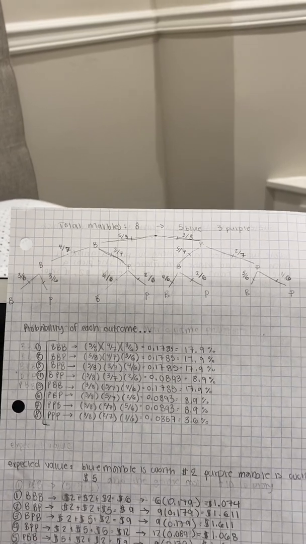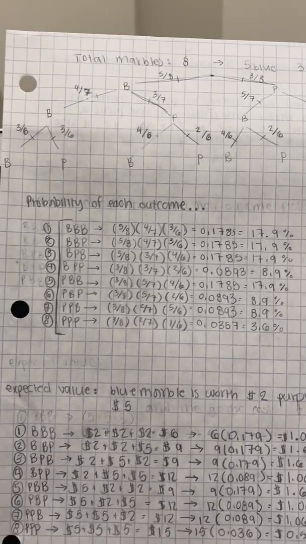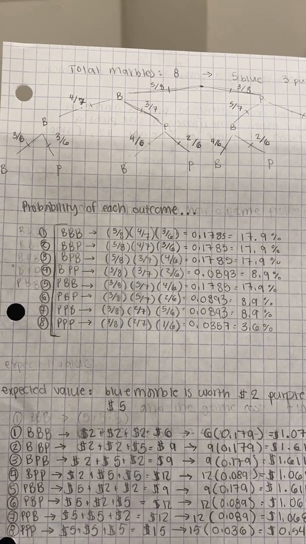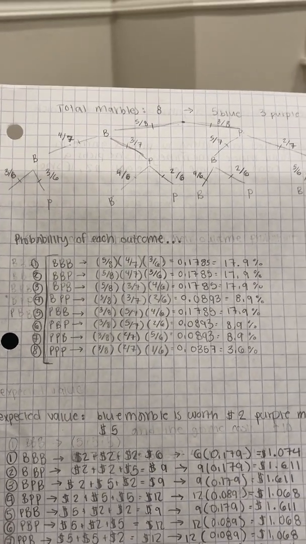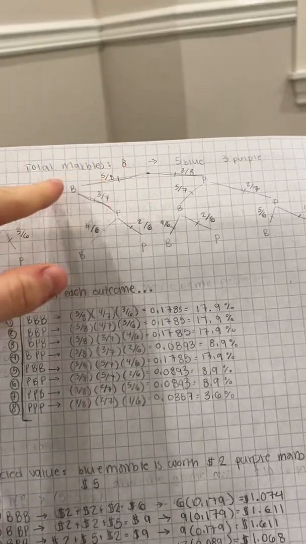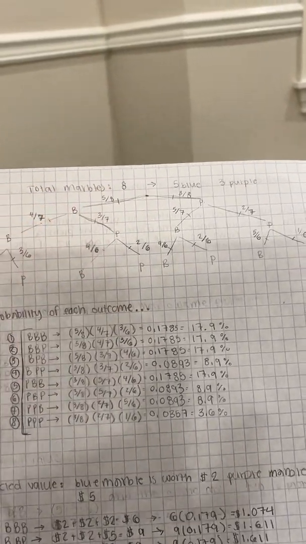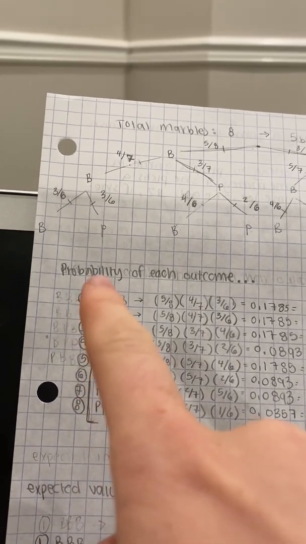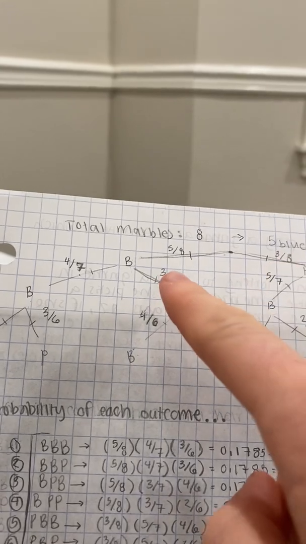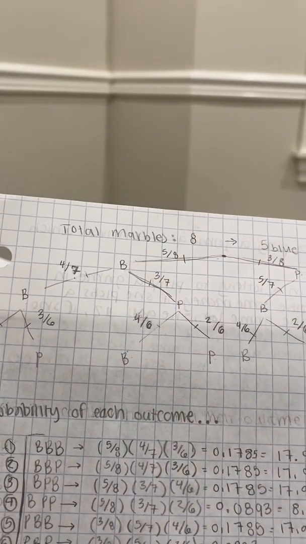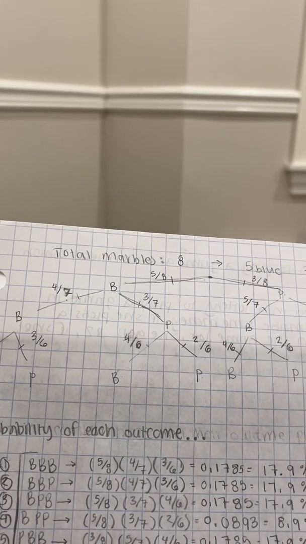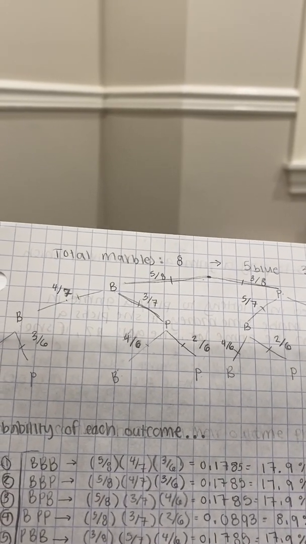So the next thing I did was I determined the probability of each outcome. And the way I did this was I multiplied each part of the branch, like each part of the branch per leg. So what this would look like for number 1, which she picked 3 blues, was that she had a 5/8 chance of picking the first blue, and that's because she has 8 total marbles, and there's 5 total blue marbles out of that.